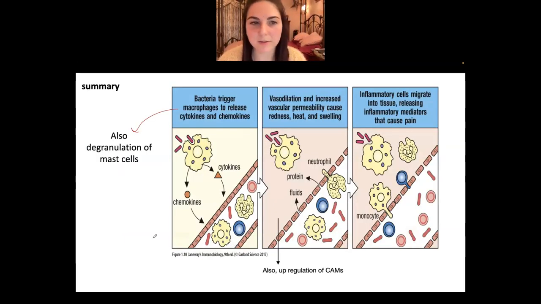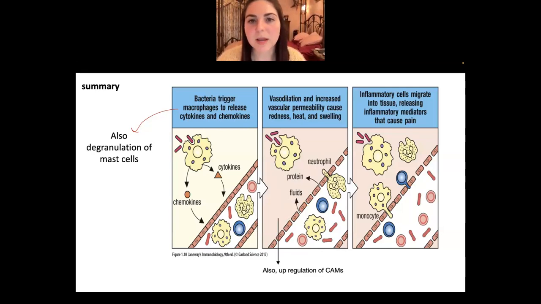So here's a summary of inflammation. Bacteria are going to trigger macrophages. Macrophages are going to release and recruit cytokines and chemokines. Also, you get mast cell degranulation. Here's a good picture of the leakiness, right? Here are your endothelial cells lining your blood vessel. Once these cytokines and chemokines are released, see how they break apart a little bit. So now things can leak out into the tissue area, and that's what causes the swelling that you see with the inflammatory response.